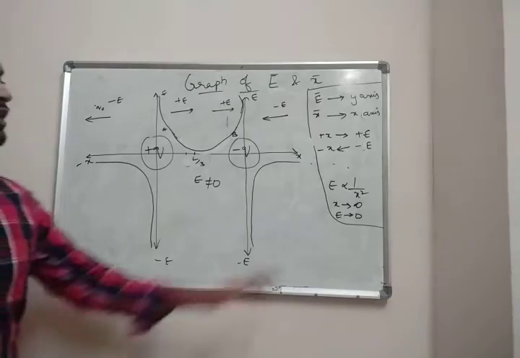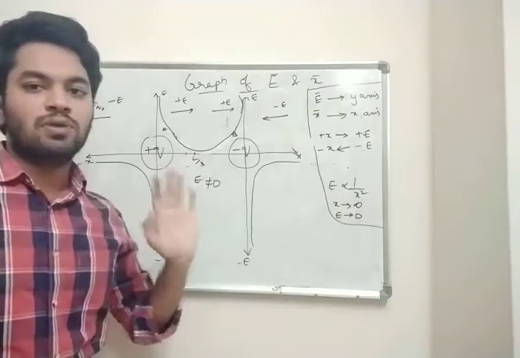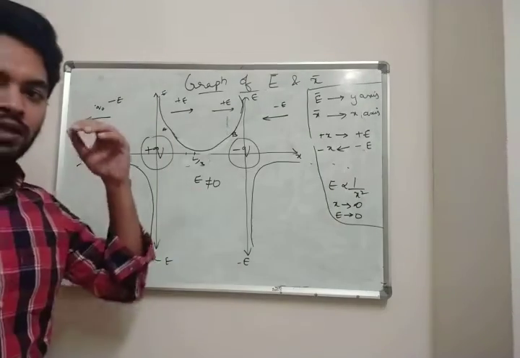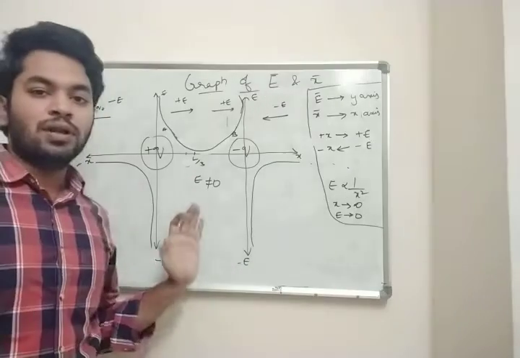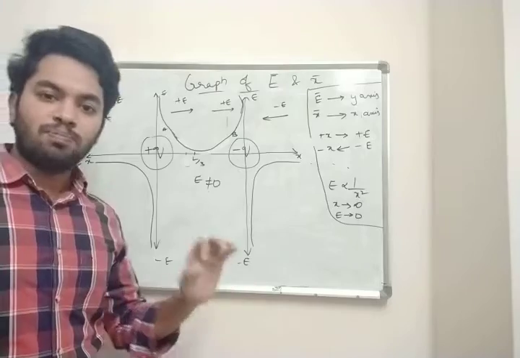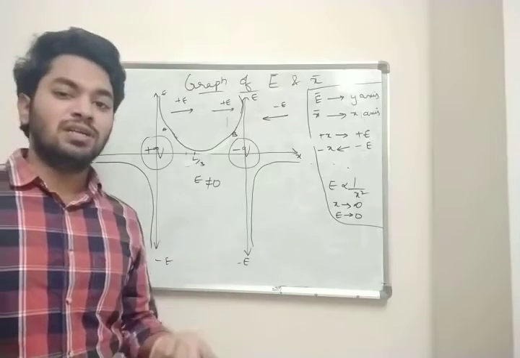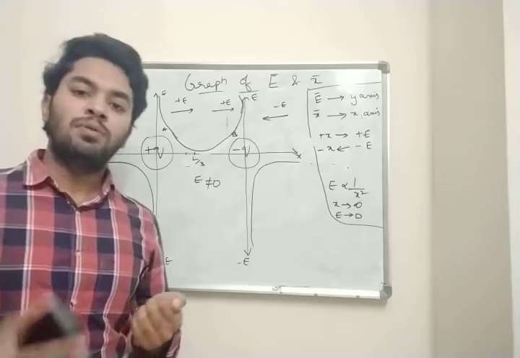Don't get confused, just remember the sign convention and this one, E is proportional to 1 by x square. You will be able to do any problem which is given, and this is very important for NEET. So do it with care and practice one more time. If you want, take different charges. You try it with some other charges. If you have any doubts, put it in the comment section.